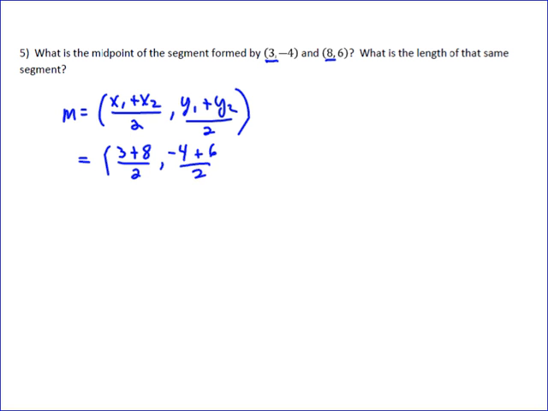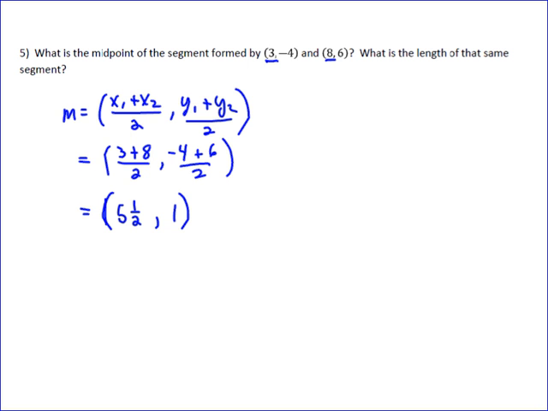6 over 2. Well, 3 plus 8 is 11, so 11 over 2, which would be fine, or you could change that to a mixed number, which would be 5.5. And then negative 4 plus 6 is 2, and 2 over 2 is the same as 1. So the midpoint of this line is 5 and 1/2, comma 1. And you can always graph this, and you can see that that would make sense.